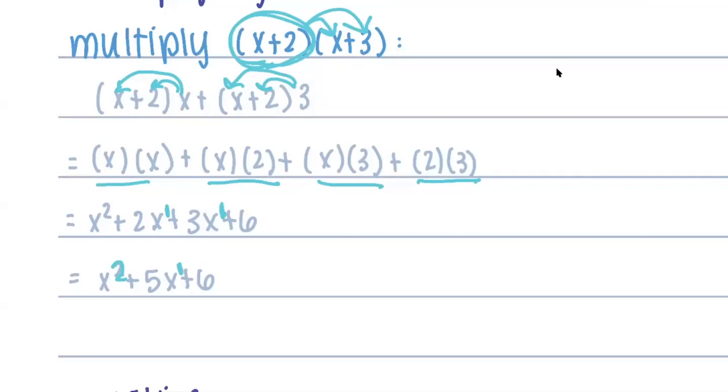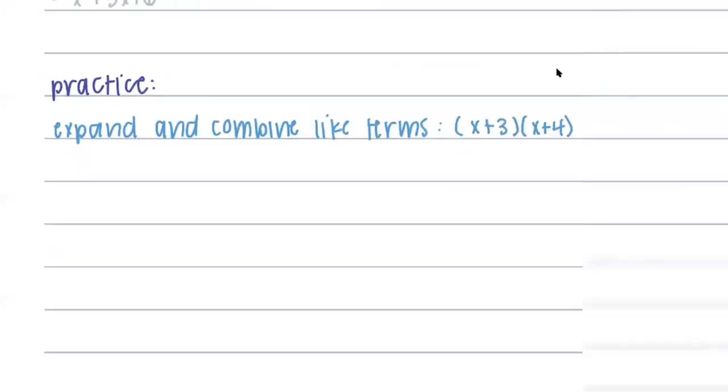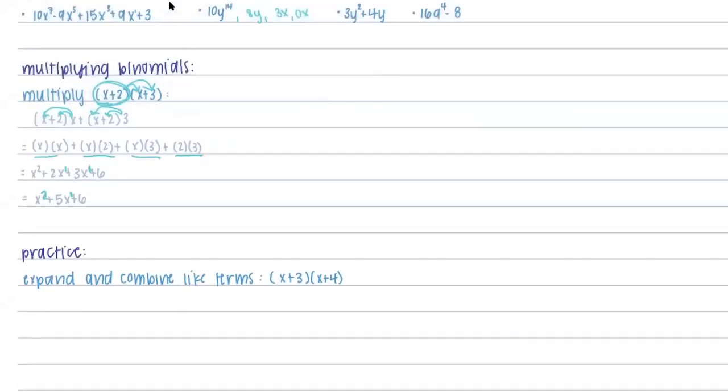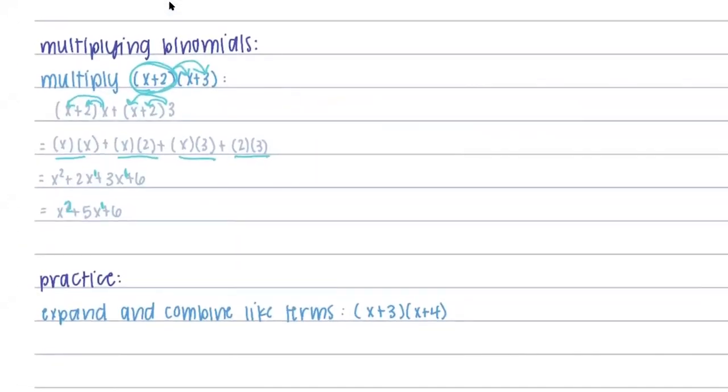Okay. So what you end up with is x plus 2 times x plus 3 equals x squared plus 5x plus 6. And that's how you multiply binomials. Of course, I'm going to make you guys do a practice one. So go ahead and try this one, and we'll go over it in some time. It's pretty complicated though. Here, I can put up this example and you guys can follow that.